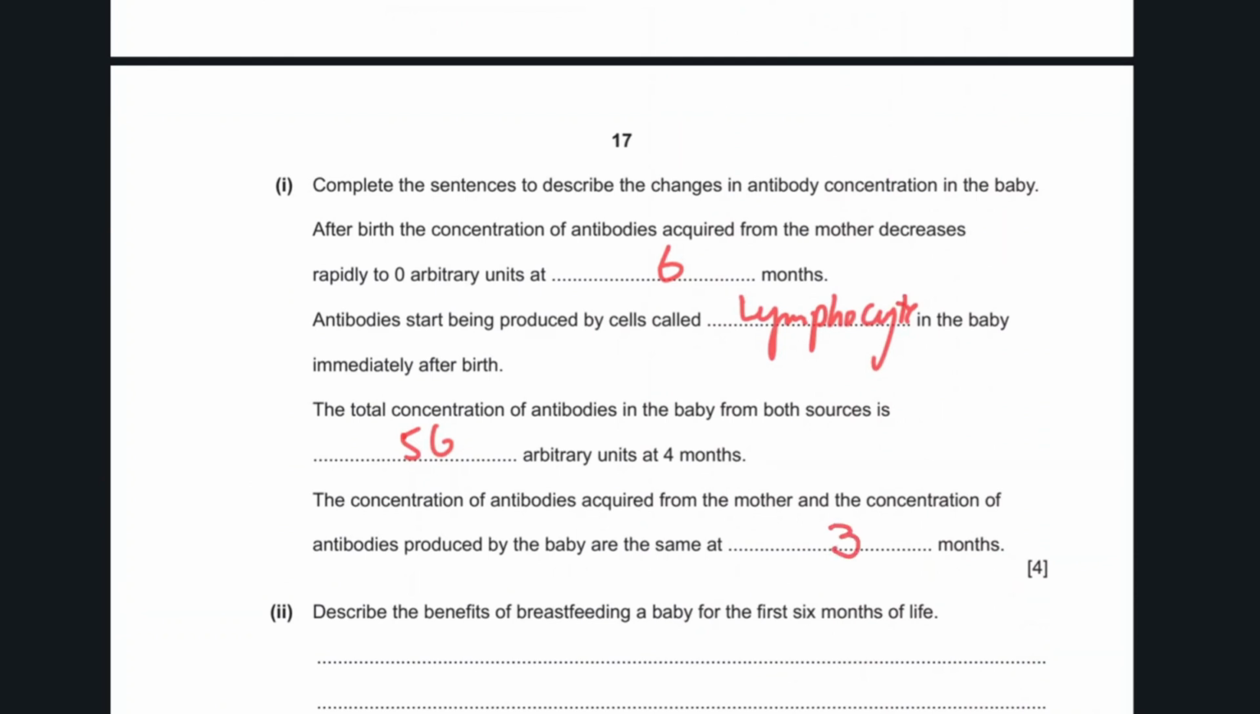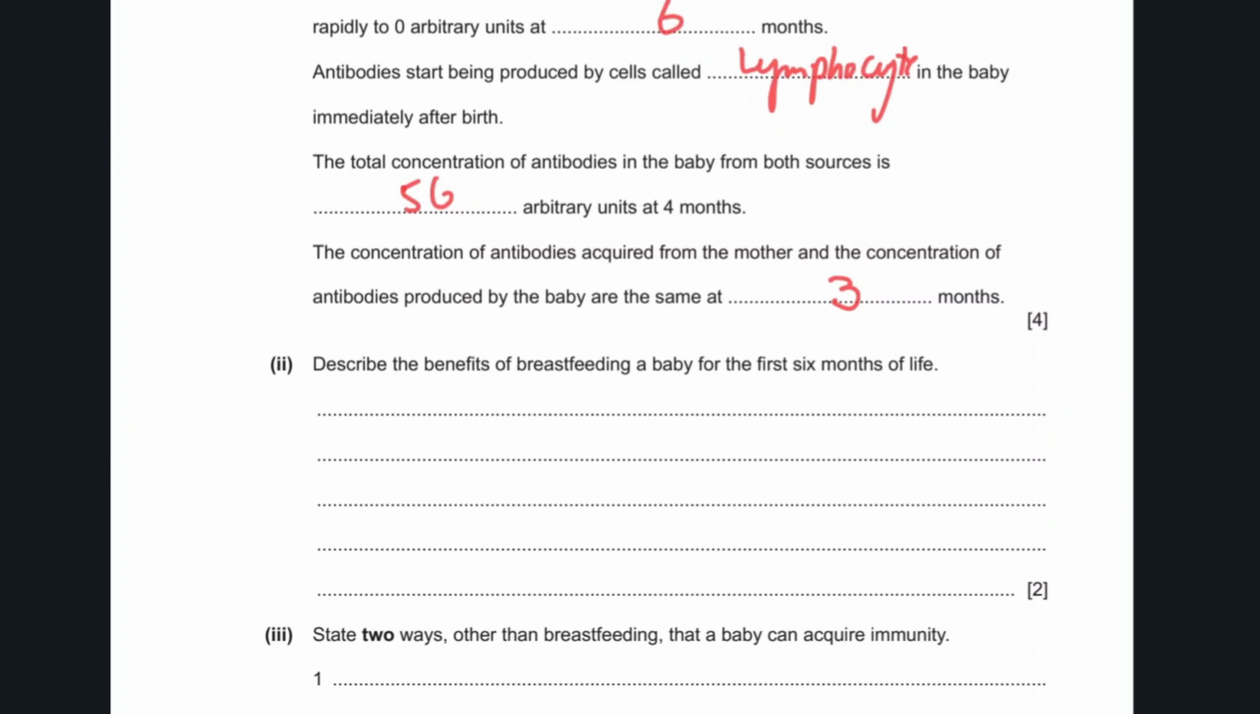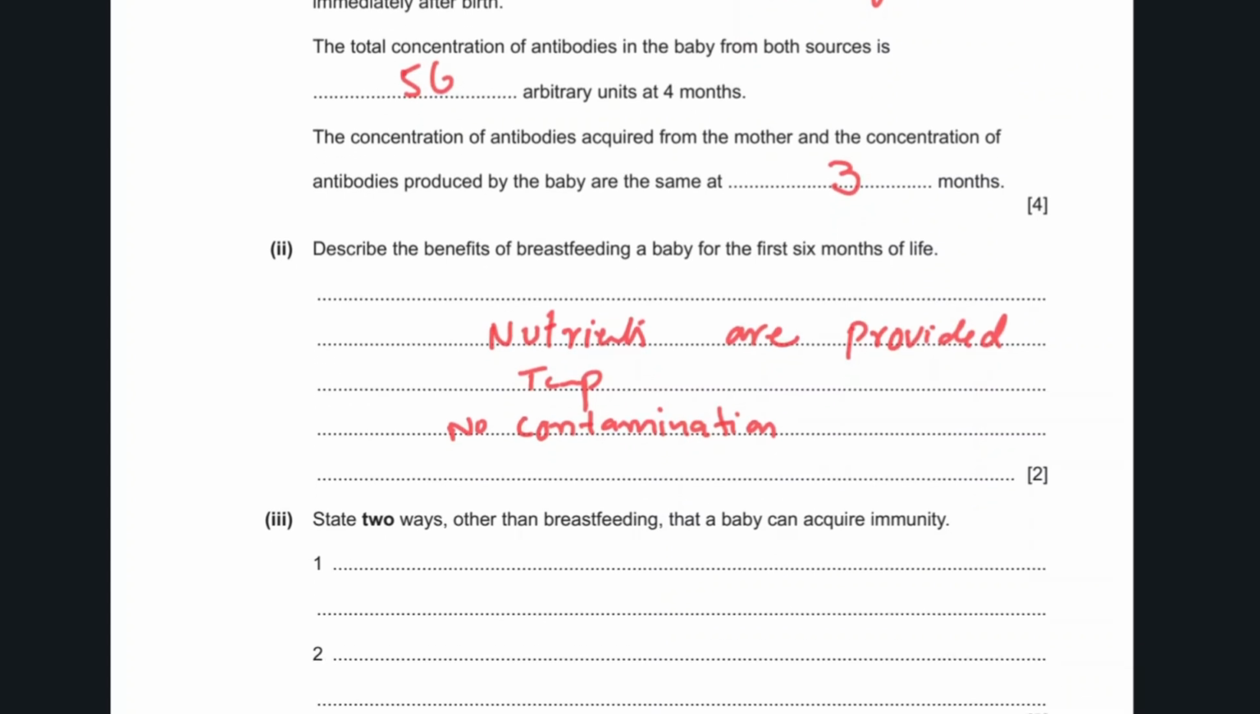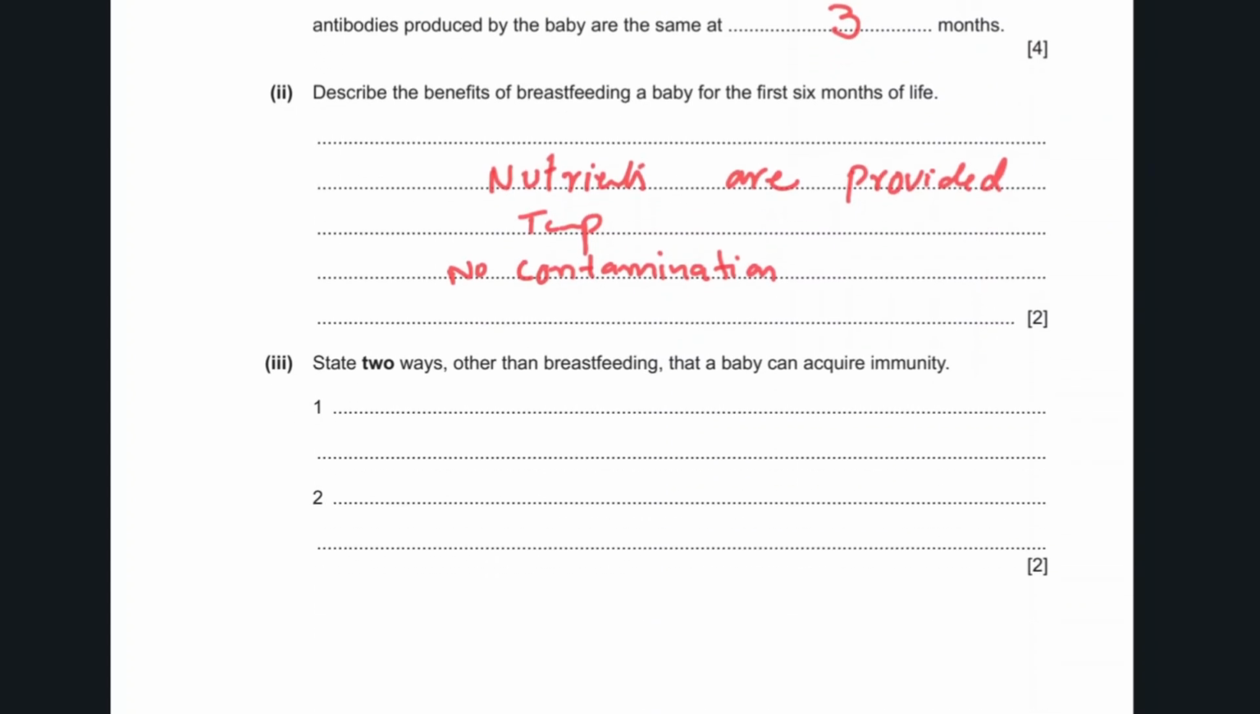Describe the benefit of breastfeeding a baby in the first 6 months: the exact required amount of nutrients is provided from mother to baby, and temperature is also maintained, no contamination, antibodies are transferred. Okay? So it makes a bond between baby and the mother.